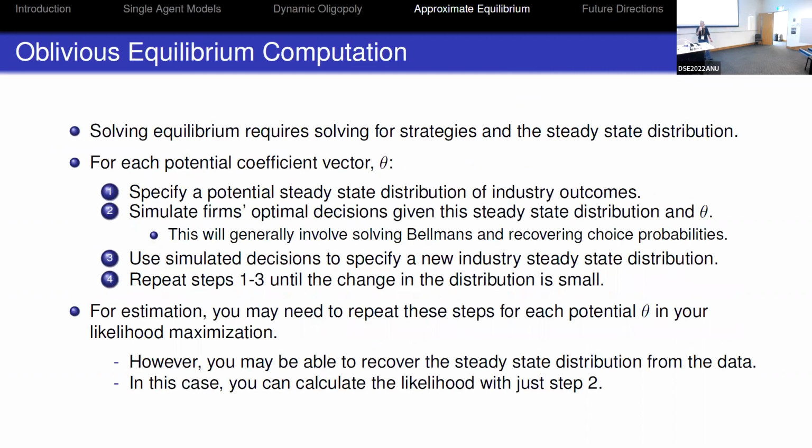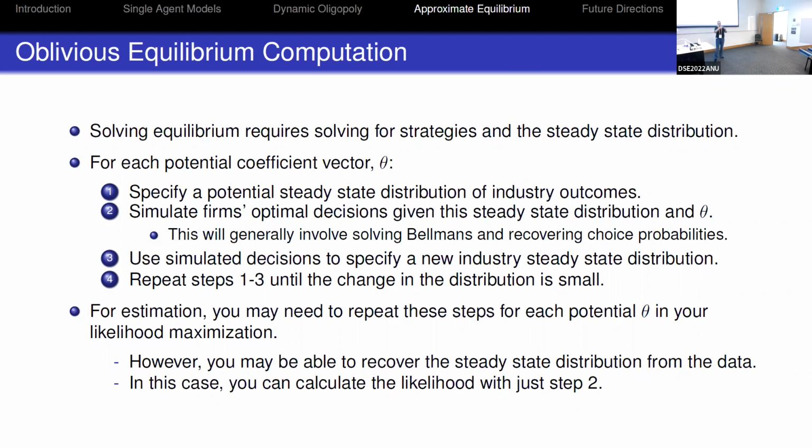To solve this thing, you're going to calculate strategies and the distribution, that steady state distribution. So thinking it through really simply, conditional on some theta vector, where theta, of course, are all those structural parameters that we care about, you're going to specify some potential steady state distribution of industry outcomes, capacities, things like that. Then you're going to, given those, simulate what all your players should do in your data.